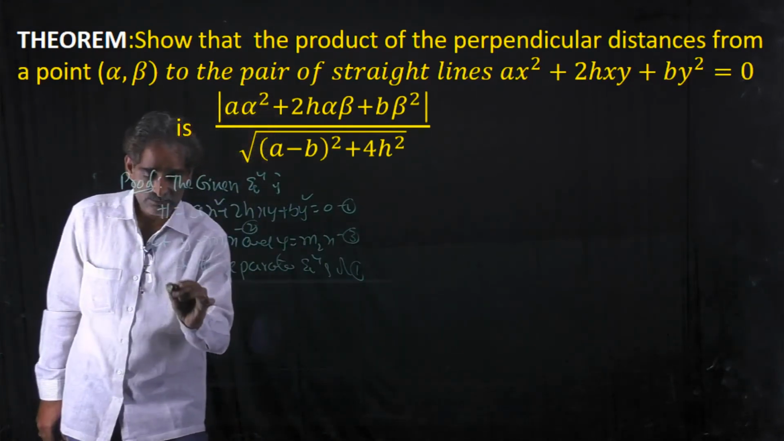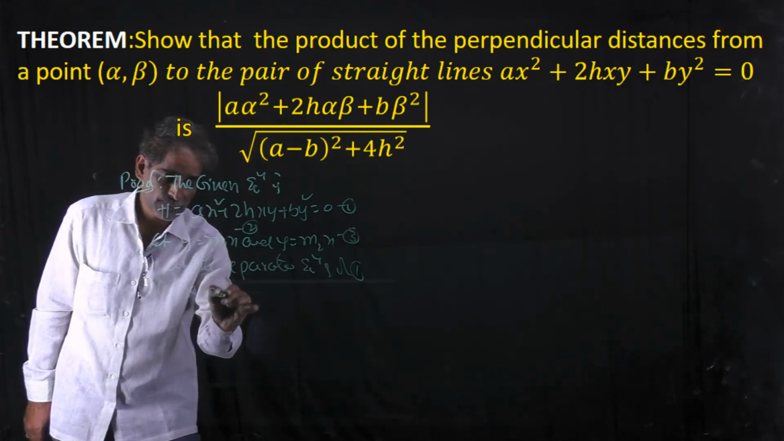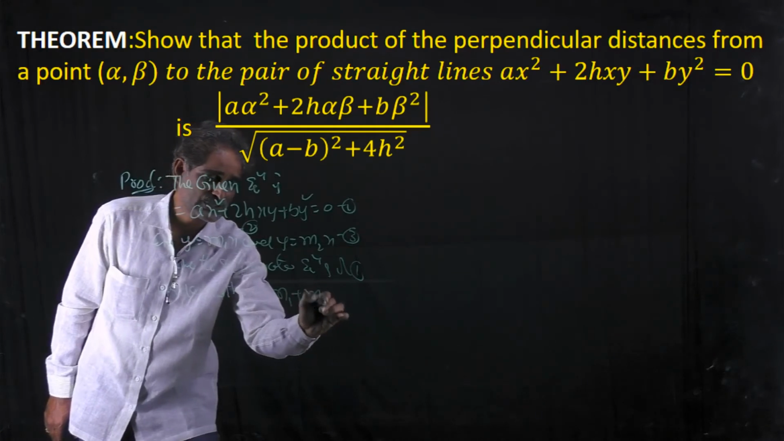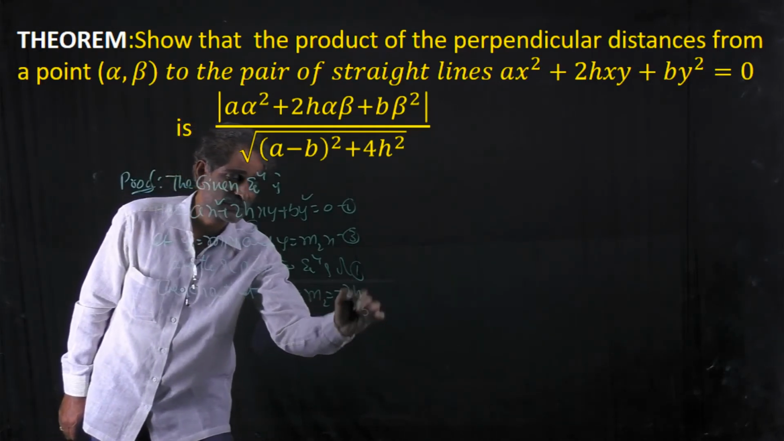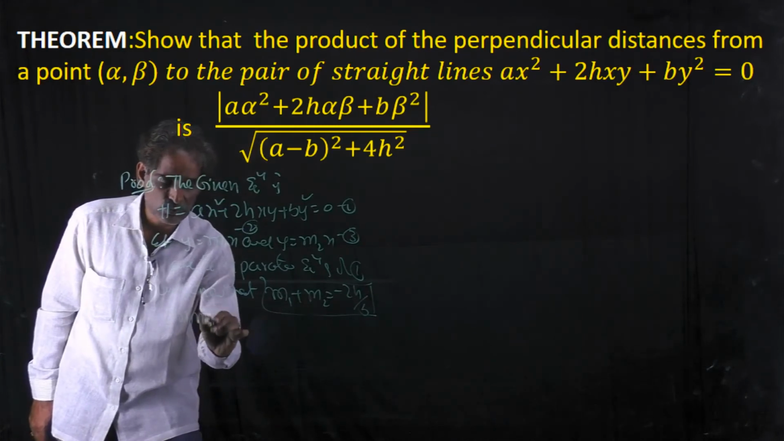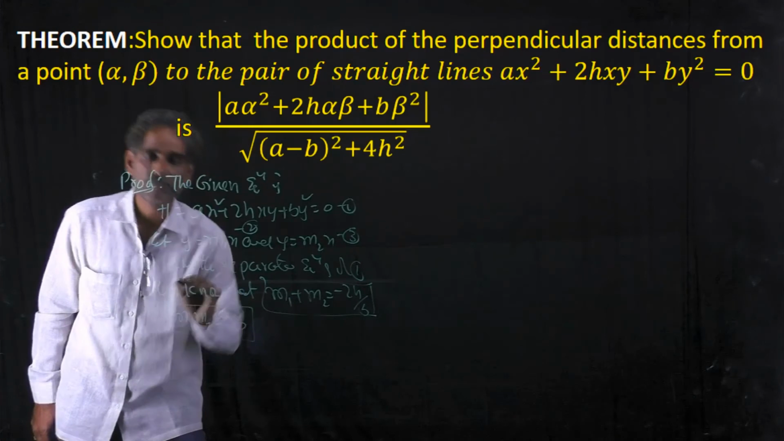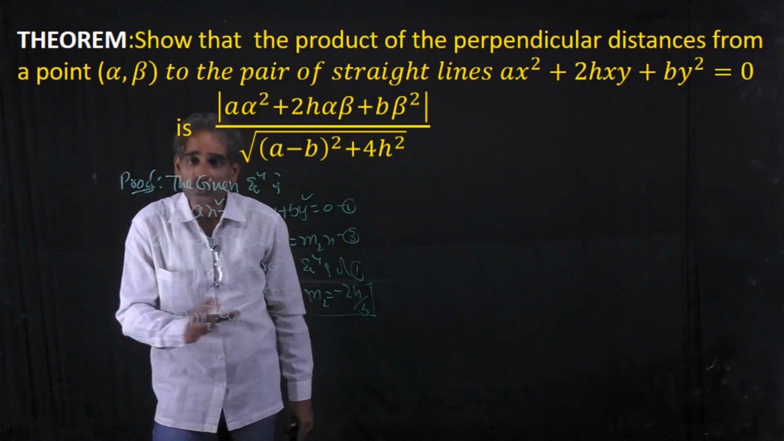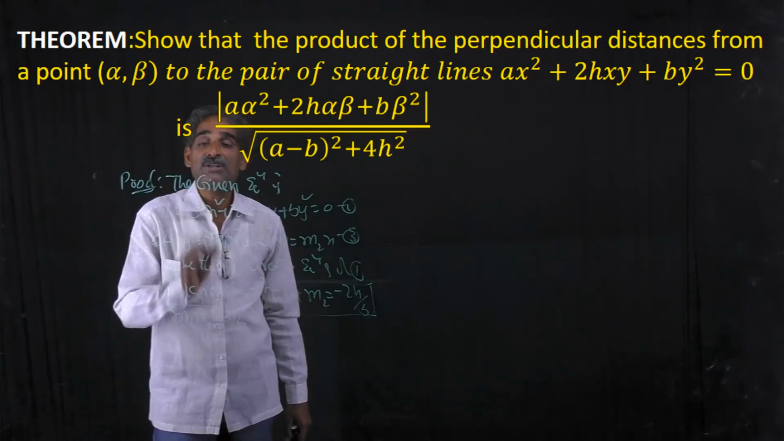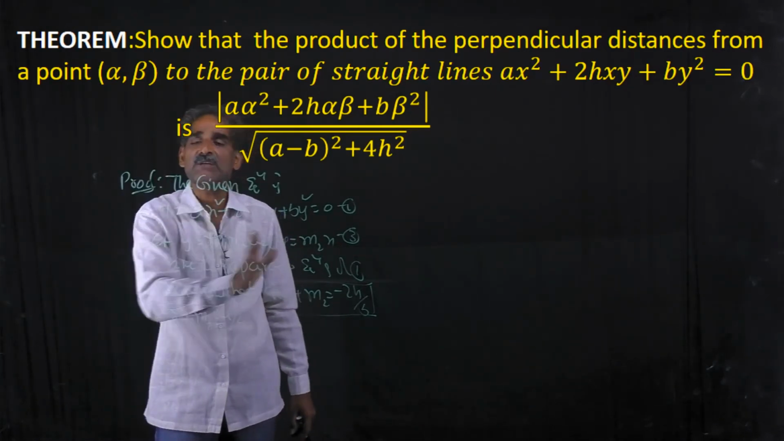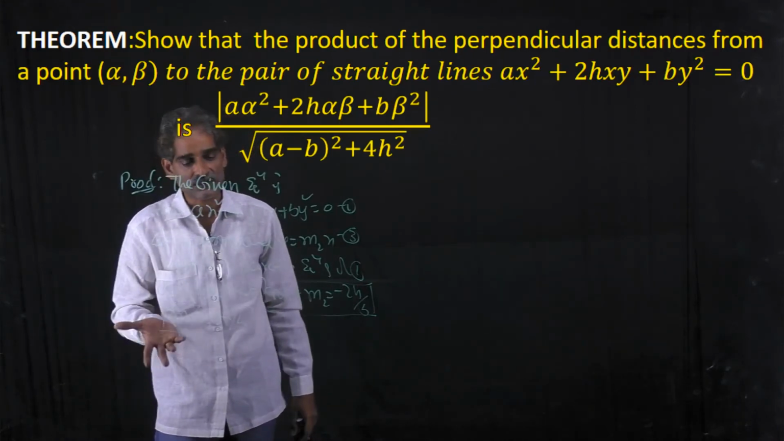We know that m1 + m2 = −2h/b and m1 m2 = a/b. Now we have to find the perpendicular distance from (α, β) to these two lines. Let us take d1 and d2. After that, find out the product.